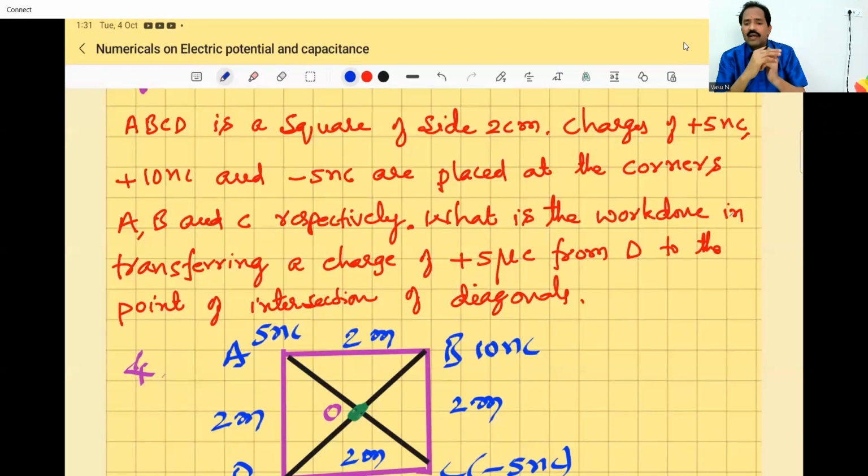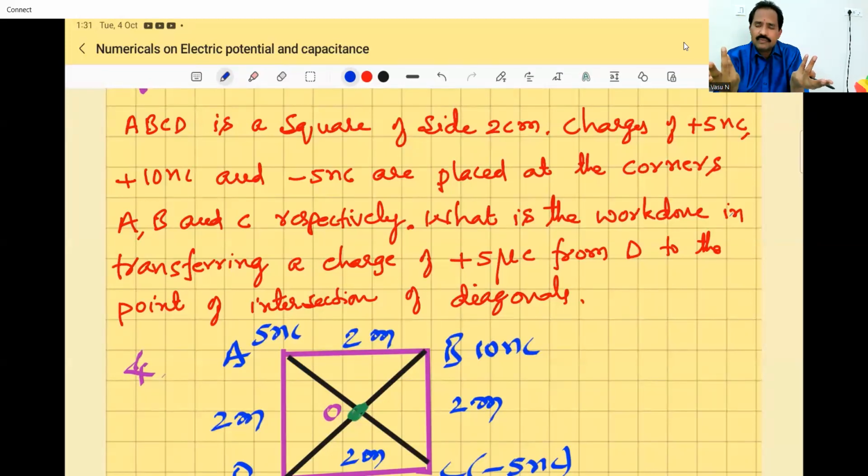Okay? If they ask for work done, you must understand that work done is equal to potential difference into charge moved. Potential difference between 2 points into the charge which is to be moved. The charge which is to be moved is plus 5 microcoulomb. It is given. Now potential difference: potential at one point, potential at another point, potential difference.